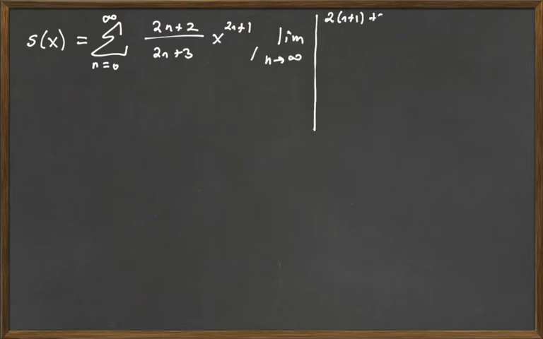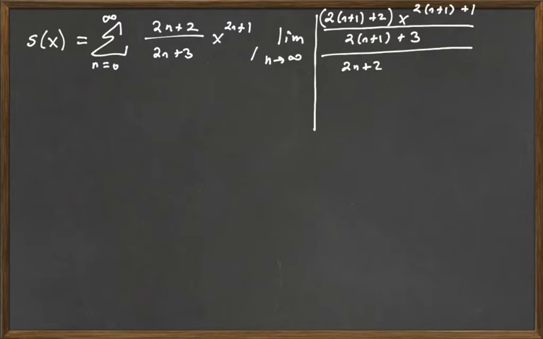So 2n plus 2 plus 2 times the quantity n plus 1 plus 2 times x to the 2n plus 1 plus 1 divided by 2n plus 1 plus 3. Okay, and then the a sub n, which is 2n plus 2 over 2n plus 3 times x to the 2n plus 1. Alright, now we're going to simplify the numerator fraction a little bit.